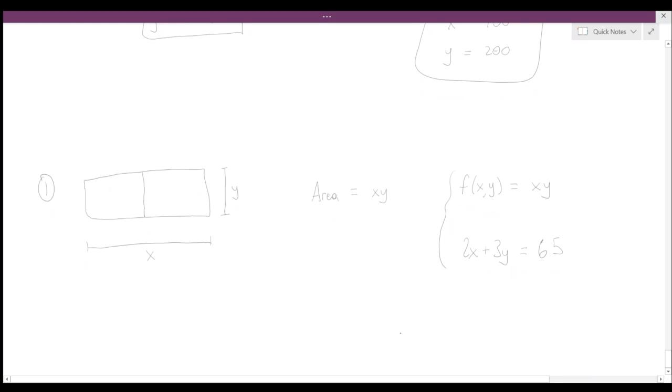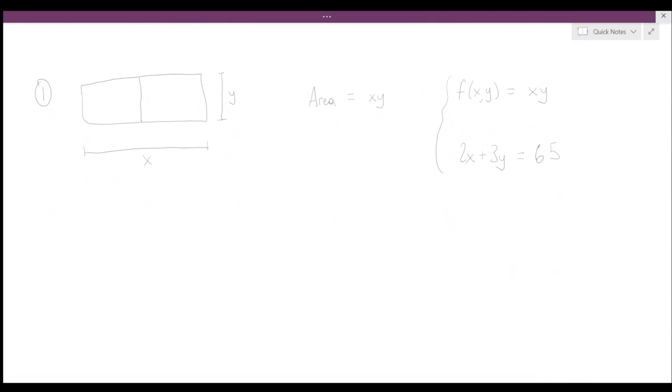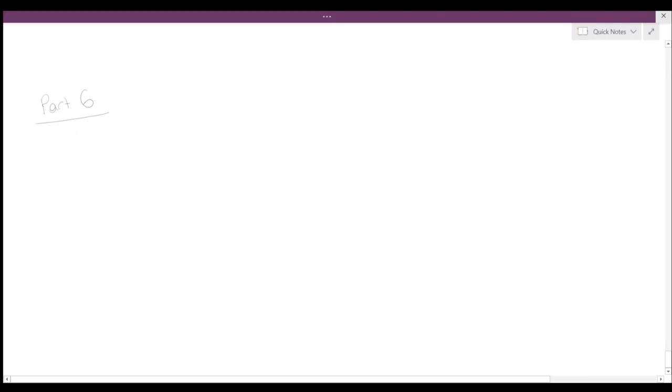All right, so let's take a look at part 6 then, which is just going to be evaluating a few integrals. So let's take a look at problem number 2 first from part 6.